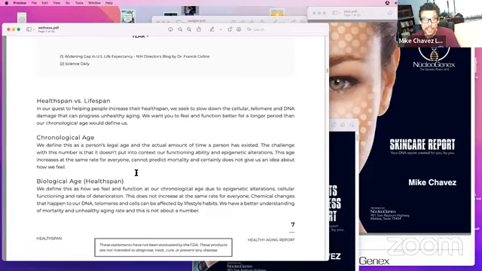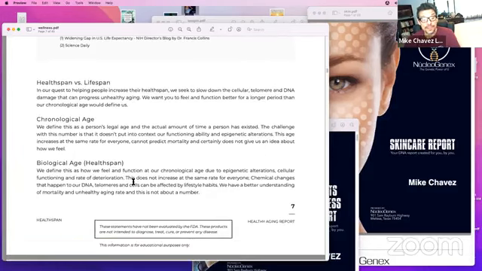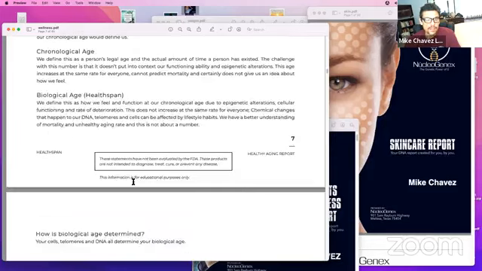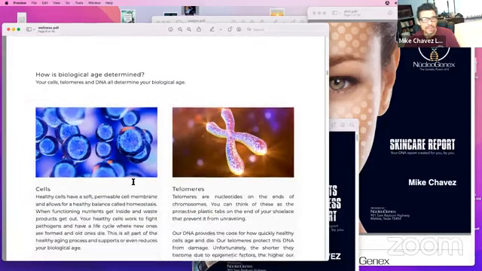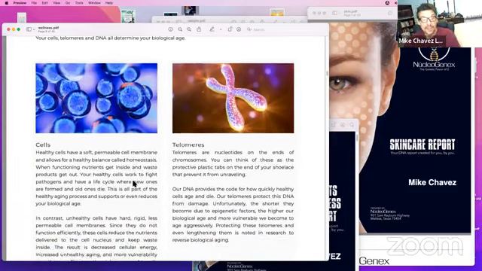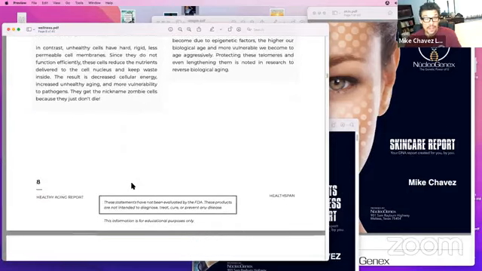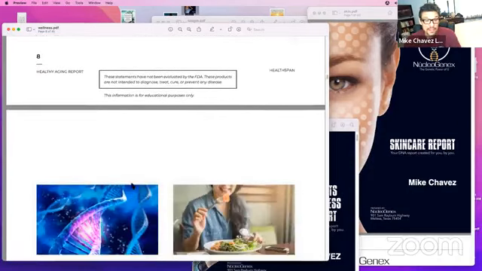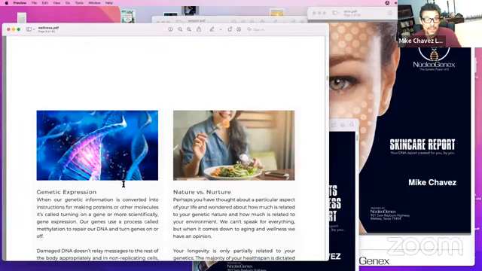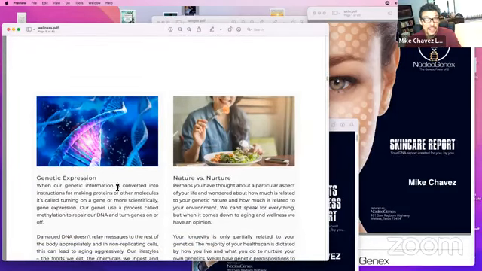Obviously, chronological age is the number of years since you've been born. And biological age is really the holy grail of wellness, if you think about it, because your biological age is how you really are, how you feel, right? So that's really important. And then it talks a lot about the science of telomeres and how cells actually work. So if you don't know anything about epigenetics and cells and telomeres and all that good stuff, these reports really show you a lot.